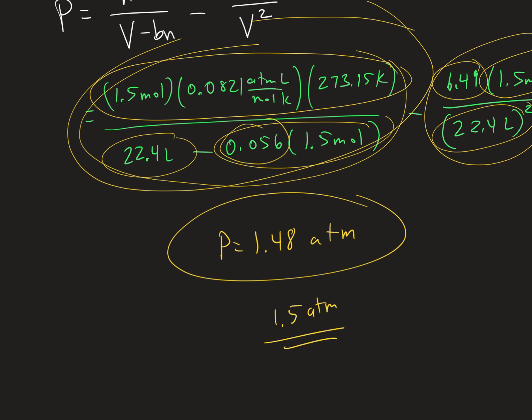Take the final. Okay, so that was a little mathy, but if you have the formula, plug and chug, just make sure you're careful. And so this is 1.5, and ideal is 1 ATM. A little bit off, right?